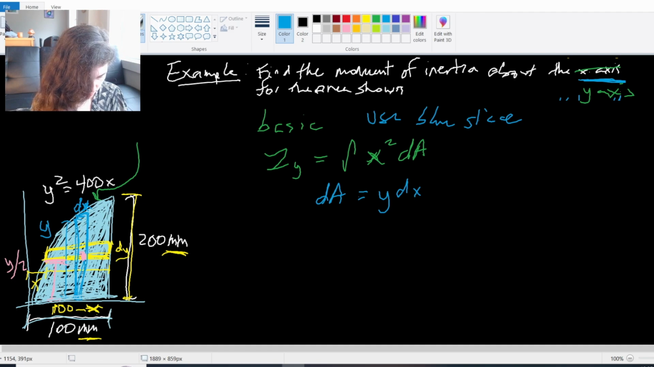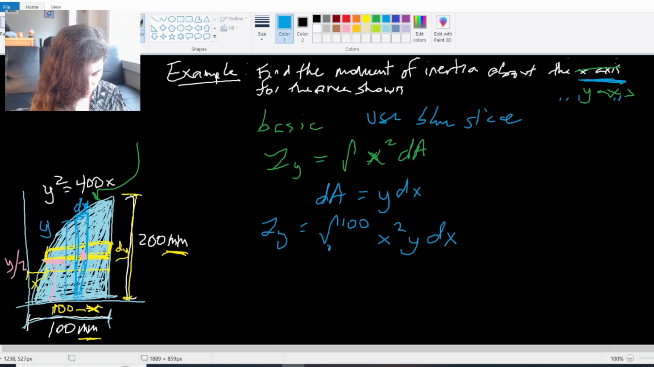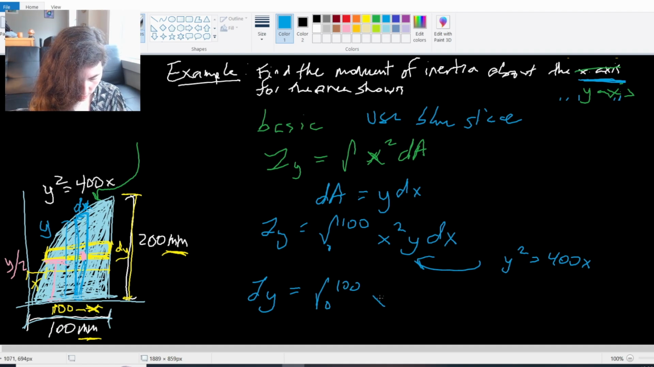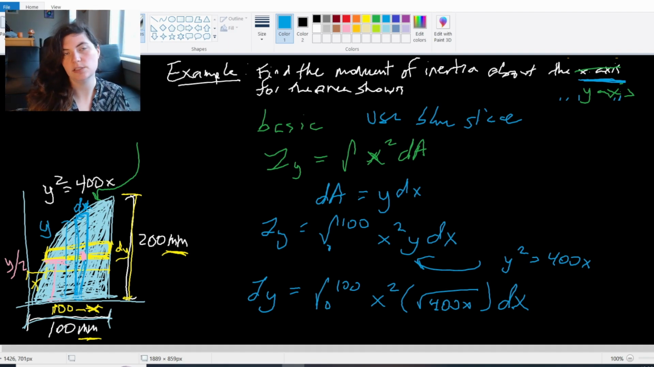And what else do I need? So I have I_y equals the integral, again from 0 to 100 of x squared y dx. So really all I need is to substitute in this y here, and I know that y squared equals 400x. So I get I_y equals the integral from 0 to 100 of x squared times the square root of 400x dx.